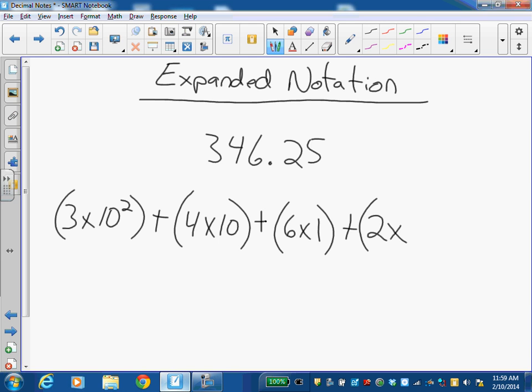Well, if I'm going to follow the pattern, I've got to do 2 times something. So what do I multiply 2 times to make sure it stays 2 tenths? Well, 2 times 1/10 is going to give me 2 tenths. And then 5, because it's in the hundredths place, times 1/100th is going to give me 5 hundredths. Right? And I can expand this. We only have to know it back to the thousandths place. So let's try one where we go all the way back to the thousandths place.